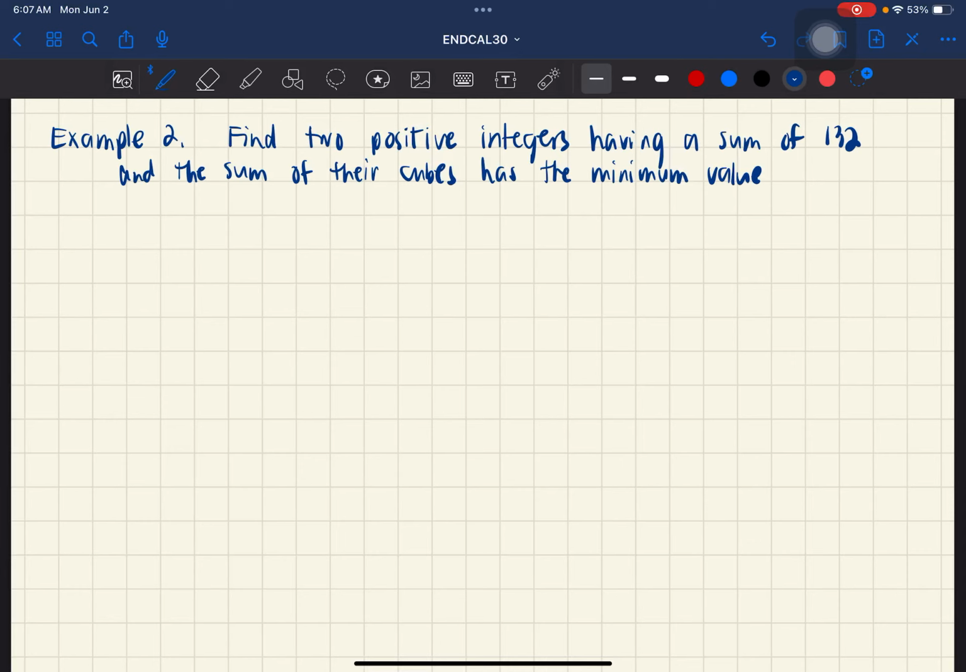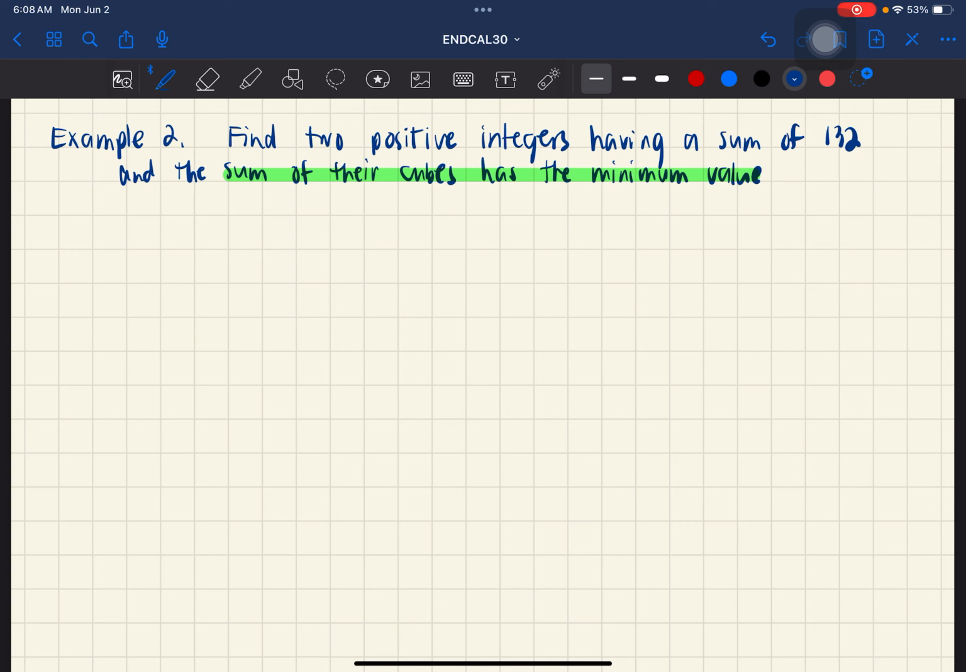Okay, so you have example number 2. Find two positive integers having a sum of 132 and the sum of their cubes as the minimum value. So we identify, it says the sum of their cubes has the minimum value. This is what we are trying to minimize. So we just write down the two equations that were mentioned. Two positive integers having the sum of 132.